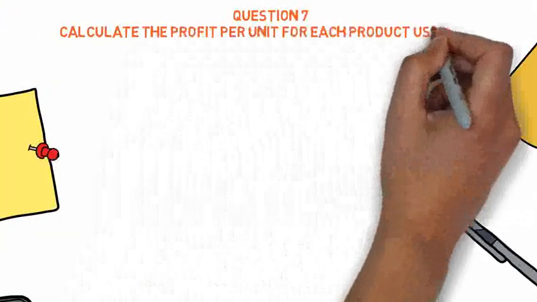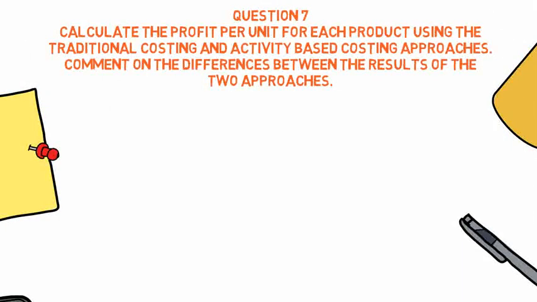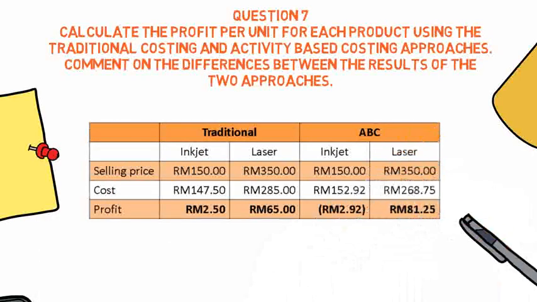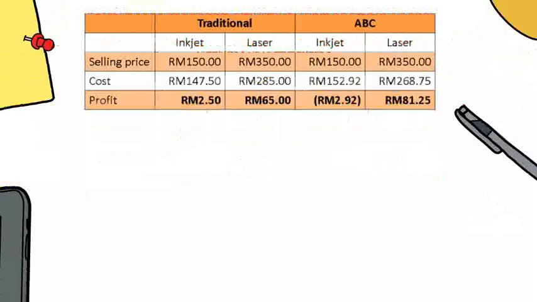Last question, calculate the profit per unit for each product using the traditional costing and activity-based costing approaches. Comment on the differences between the results of the two approaches. So, students are recommended to use a table for proper comparison and visualization. The table shows, for each printer and each costing method, the selling price, cost per unit and profit.